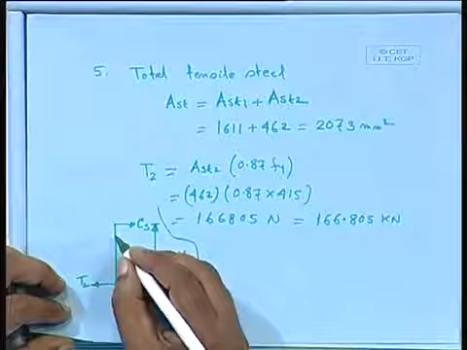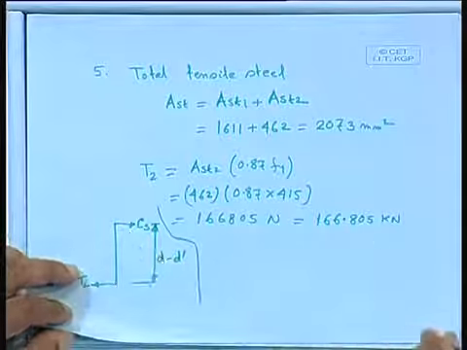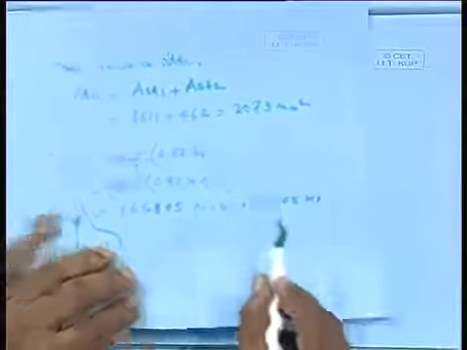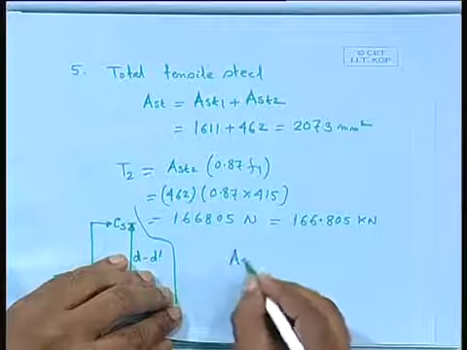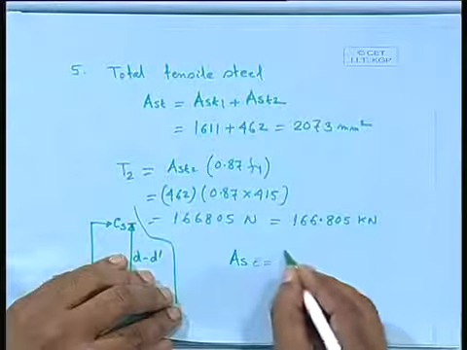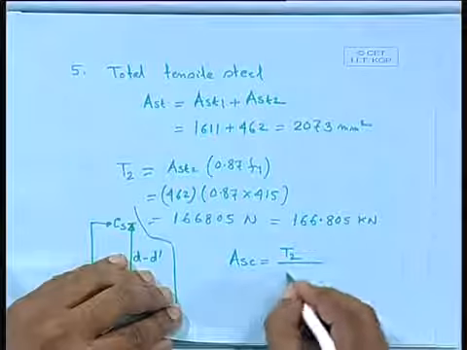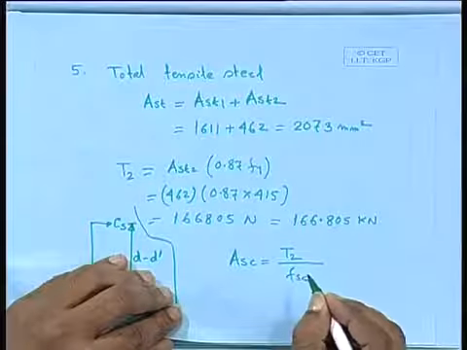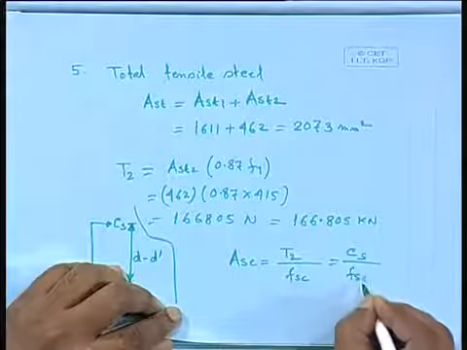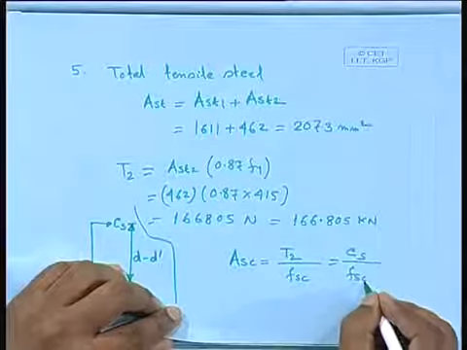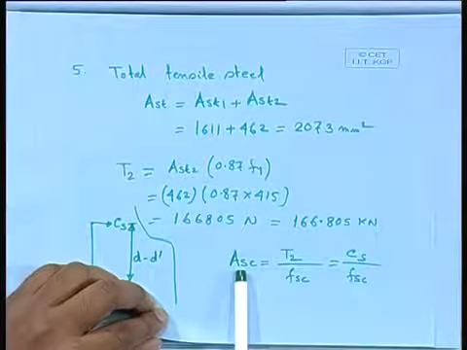So we have to find out the strain and stress, but your force will be equal to 166.805. In other way I can say ASC will be equal to T2 by FSC, or in other way CS by FSC, but we do not know FSC. At this moment we do not know FSC, but we know the strain, and from that strain we can get the corresponding stress, and if we can find out the stress we can get the ASC.